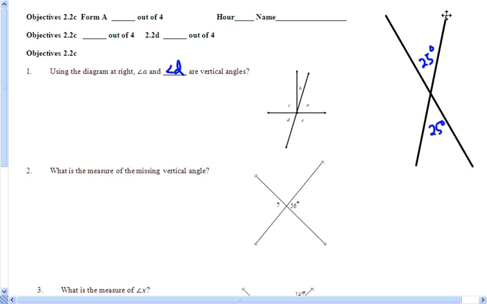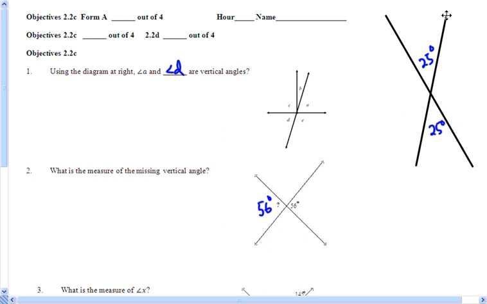All right, so number 2, what is the measure of the missing vertical angle? Well, what we know is that vertical angles are the same. They're the same measure. It's like a mirror of each other. So this angle right here is also 56 degrees.